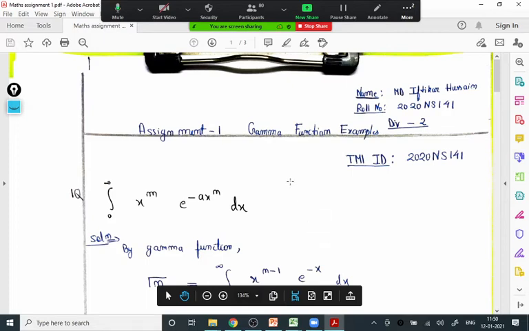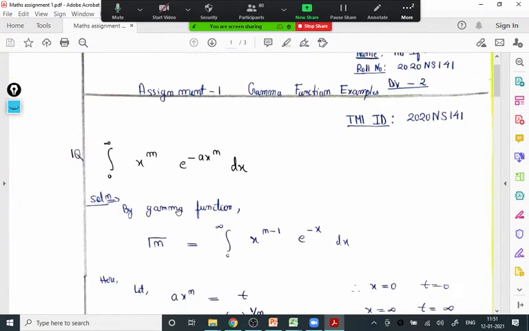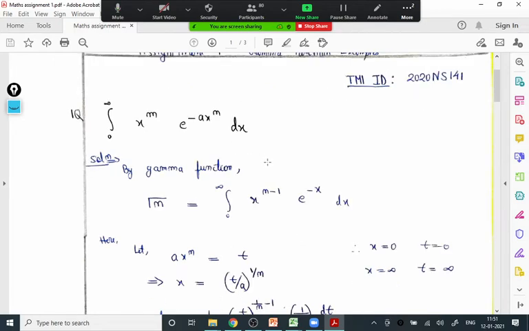Okay, so today we are going to discuss the solutions of the assignment 1 problems. Let me see the first example given in the assignment, so you can come to know whether you have done it correctly or not. The first example was: evaluate the integral from 0 to infinity of x raised to m into e raised to minus x raised to n dx.